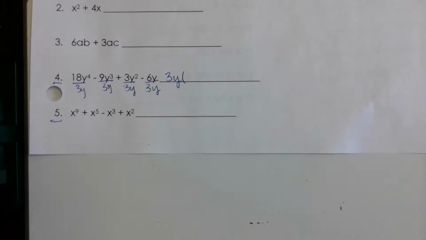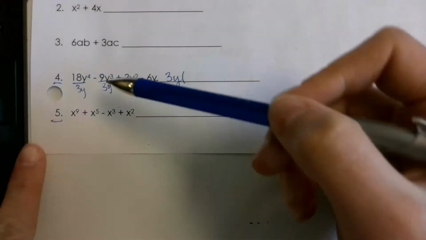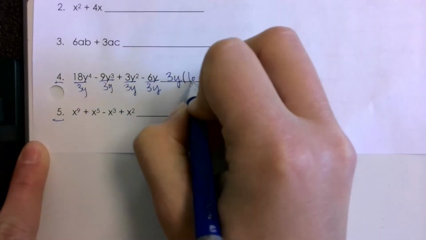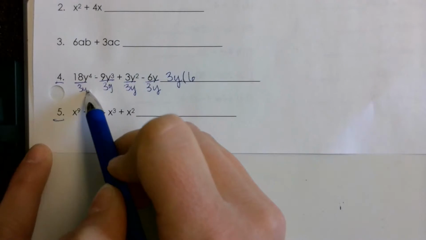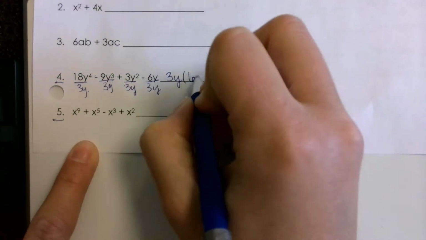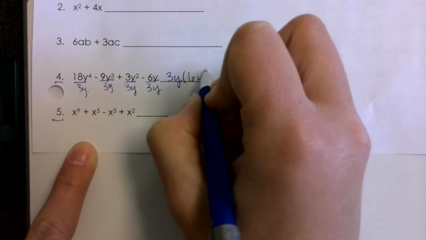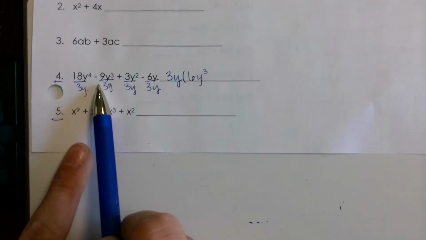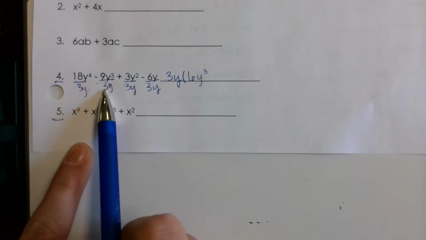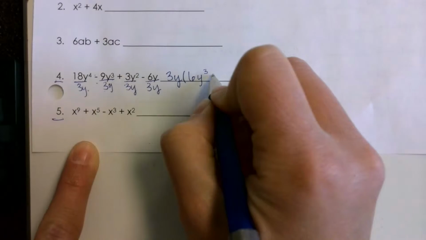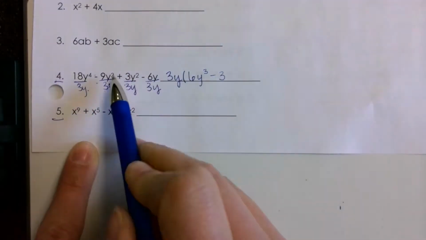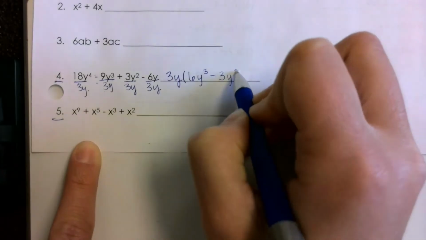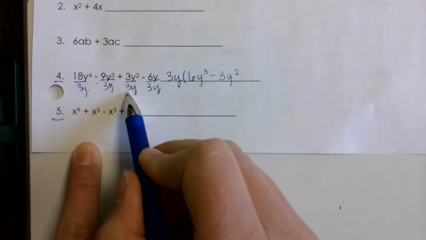So now we're going to do all our division here. So 18 divided by 3, what is that? 6. y to the 4th divided by y, what is that? y to the 3rd. Remember, when you're dividing terms with like bases, you subtract your exponents. So we did 4 minus 1. Looking at the next one, we got negative 9 divided by 3. What is that? Negative 3. y cubed divided by y? y squared. Then positive 3 divided by 3. Just 1.